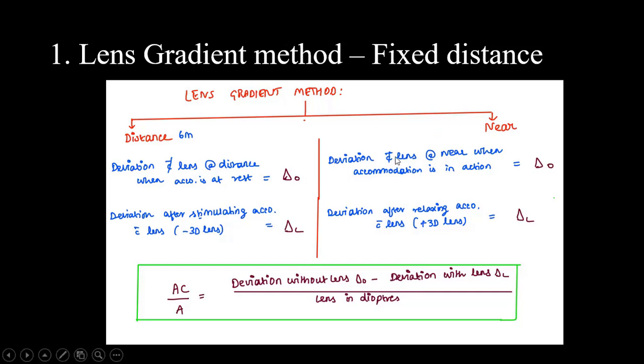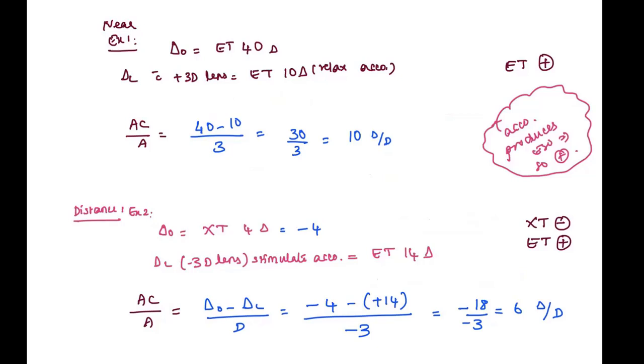For near, the deviation without the lens will be the deviation where the accommodation is in action, because at near, accommodation is already in action. So when we place the lens, we have to relax the accommodation, and that lens will be a +3 diopter lens. The formula will be the deviation without the lens minus the deviation with the lens, divided by the lens that we have used in diopters.